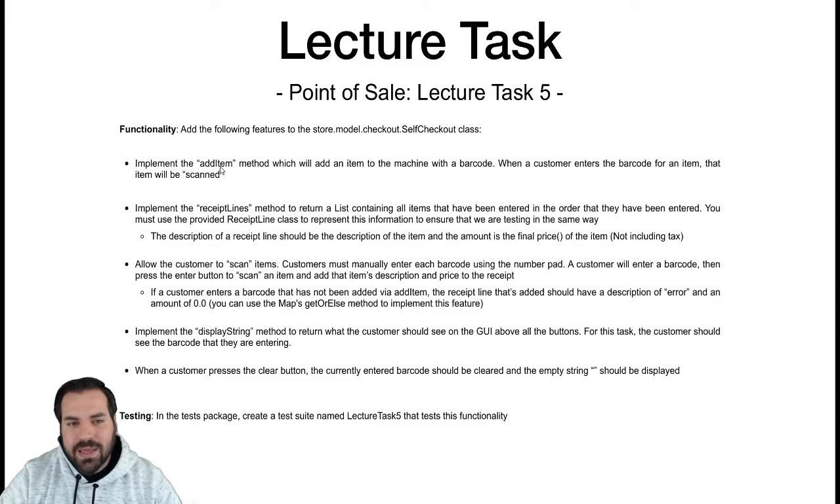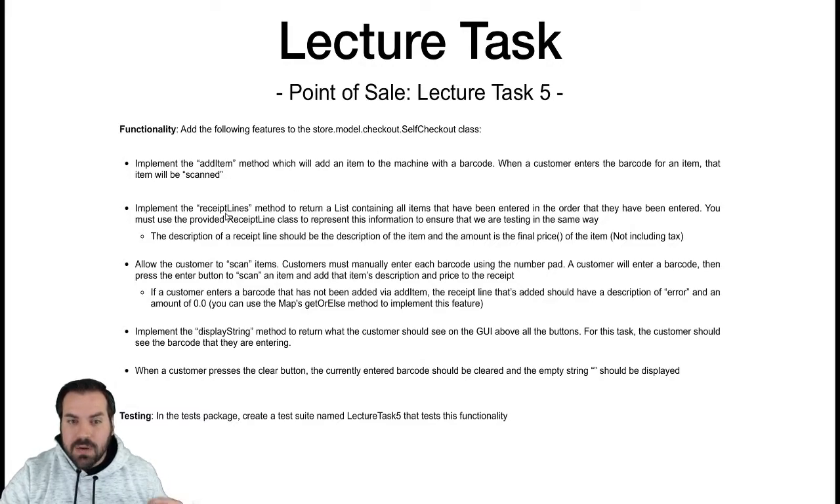To enable this, we want the add item method, which is going to take a barcode and an item and add that item to the self-checkout's computer and register that as an item that can be purchased. The barcode is a string, and this will be numbers only, so we can use the number pad to enter these barcodes. So add item registers that item as something that's possible to be bought through this self-checkout kiosk or machine.